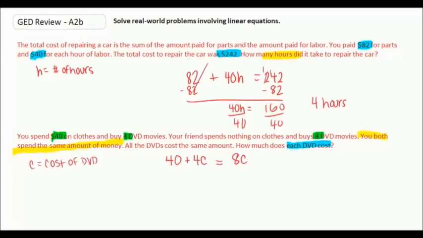Okay, since we only have a number over here, we should probably get our variables to this side. So we can subtract 4c. We get 40 equals 4c. The final step is to divide by 4, and each DVD costs $10.